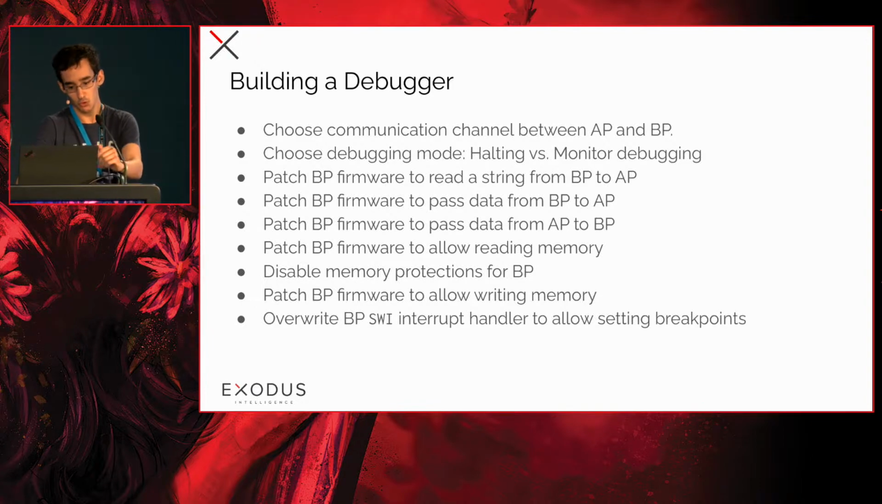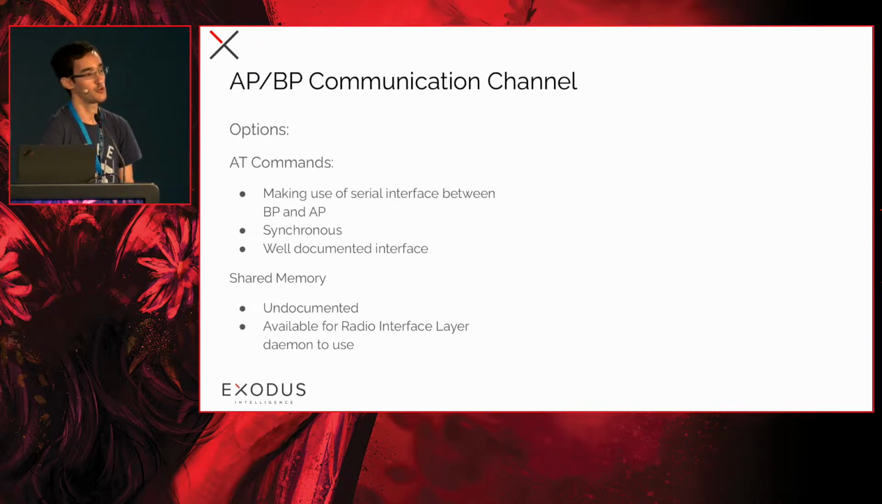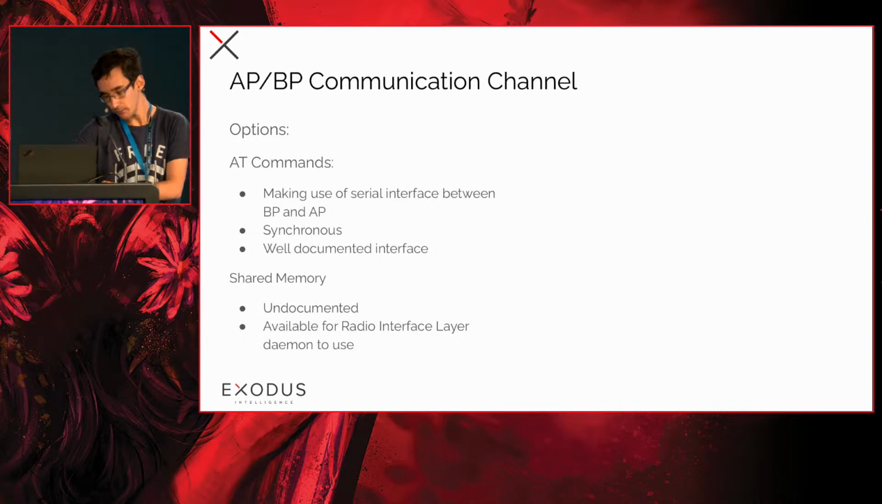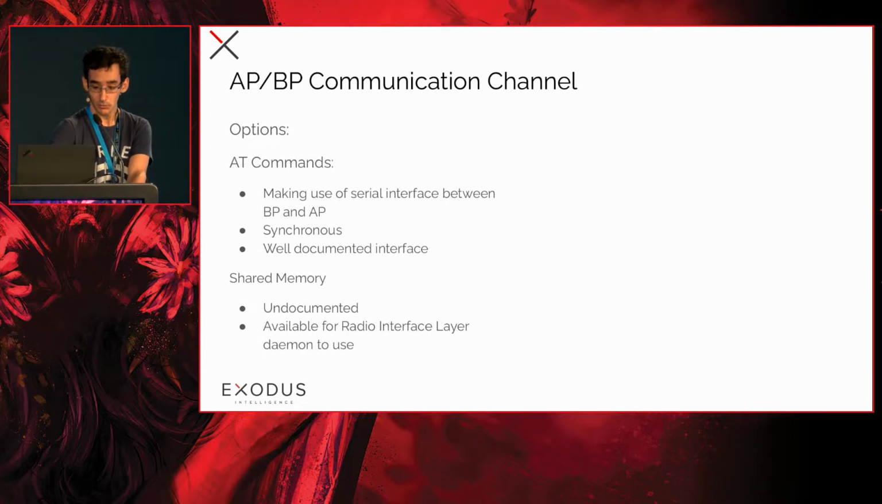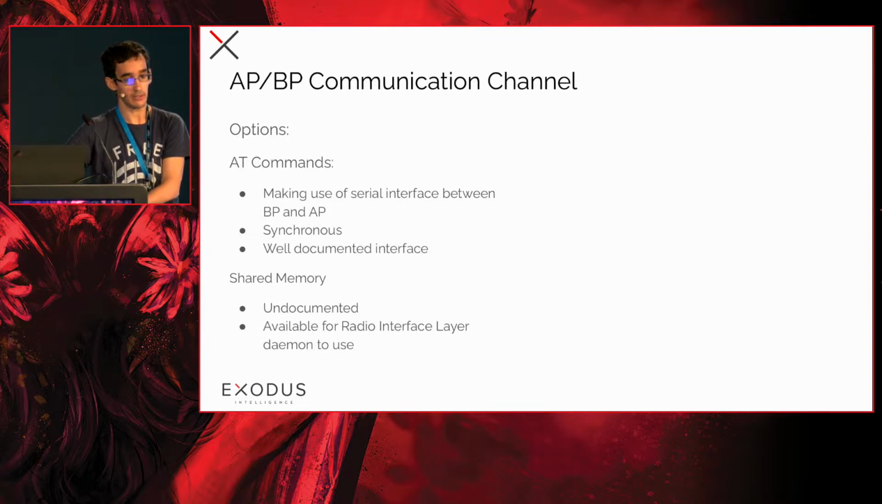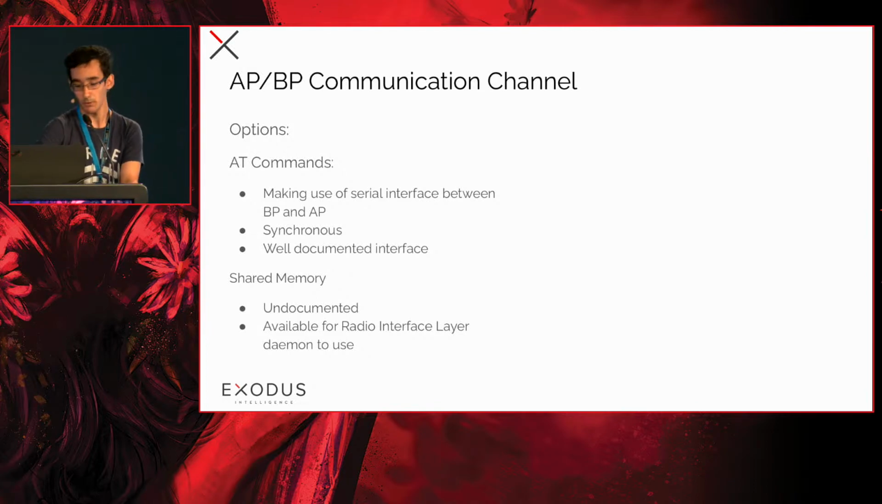So we first need to choose how we're going to get the baseband processor and the application processor to communicate. And for this, we have multiple options. We can choose between AT commands and shared memory interfaces. AT commands, as you might probably know, make use of the serial interface between the baseband processor and the application processor. Therefore, they are synchronous, and they're quite well documented, meaning that there are lengthy PDFs documenting the AT command set supported by the baseband chip in question.